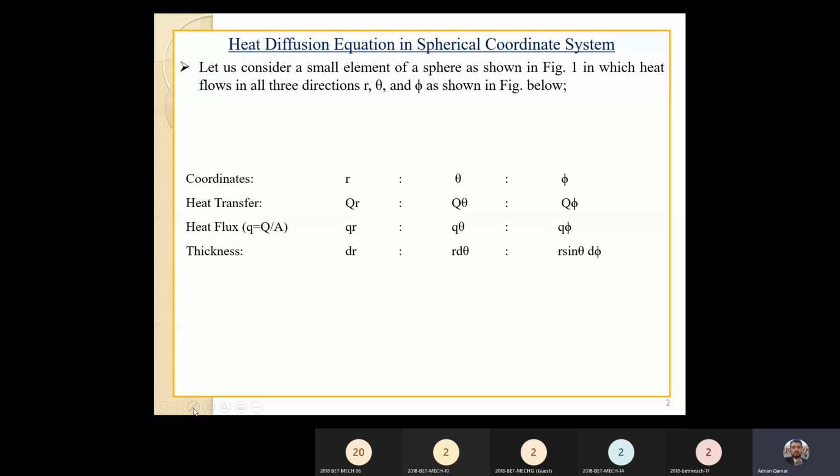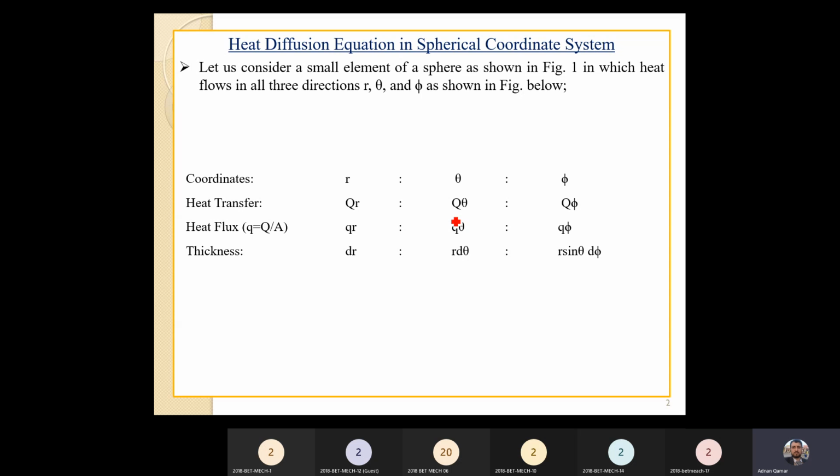Okay, students, in our last lecture, we discussed the heat diffusion equation in Cartesian coordinate system and cylindrical coordinate systems. Students, please confirm that the shared screen is properly visible to you and my voice is clear to everyone. Please raise your hands. Okay, that's great. Today's article is about the heat diffusion equation in spherical coordinate system.